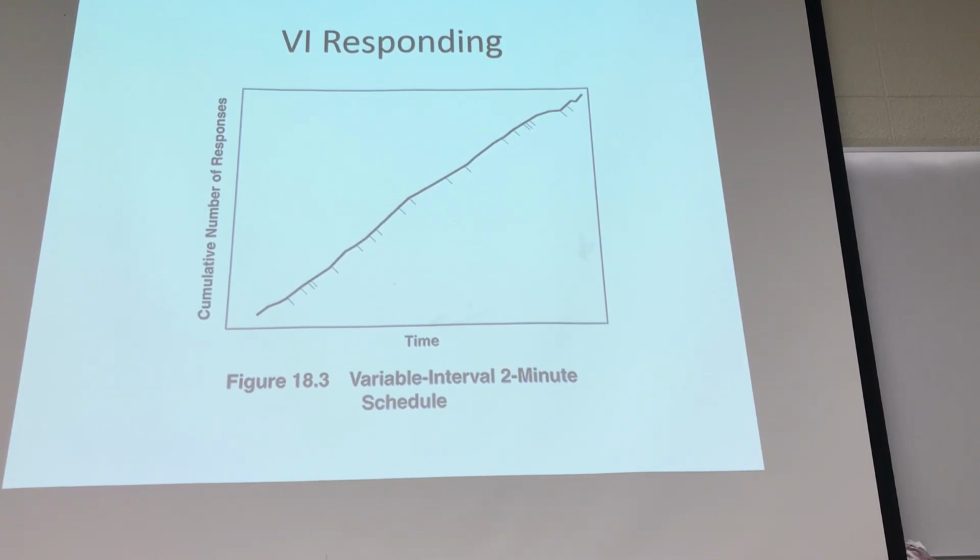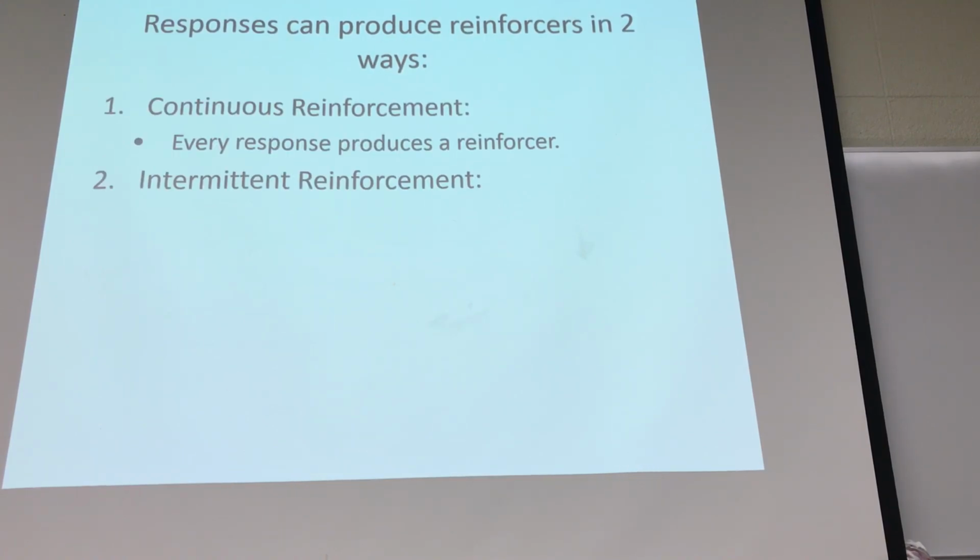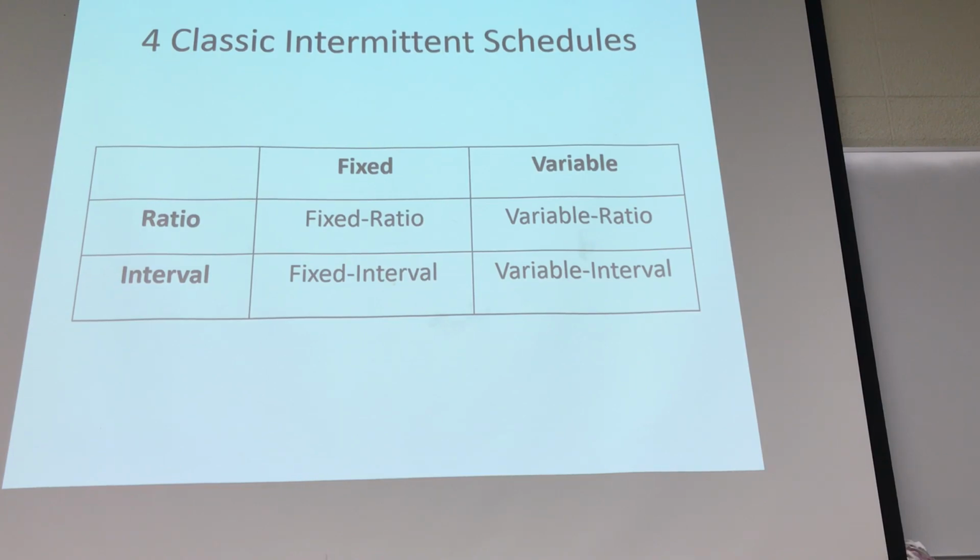If we compared the VR to the VI, that's coming up in another slide here, we'll see all four schedules. We'd see that the VR pattern of response is much higher. It's much steeper. More behavior is being produced. All right, so these are the four classic schedules that we've discussed. Fixed ratio, variable ratio, fixed interval, variable interval. And then we can package them in different ways.